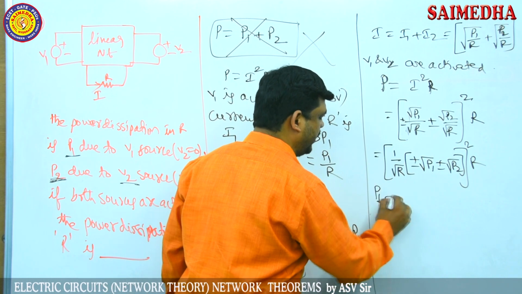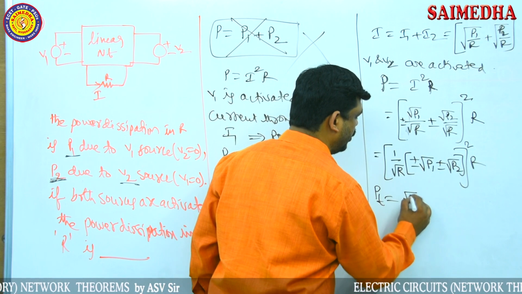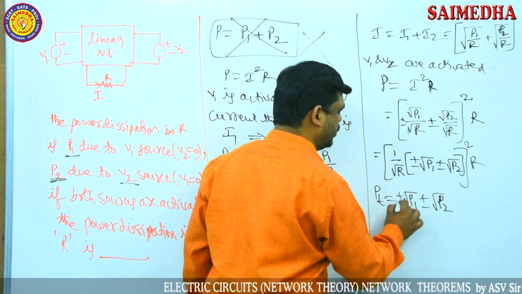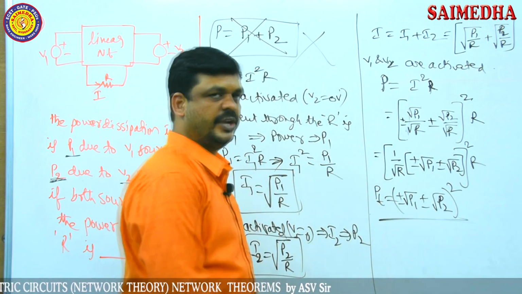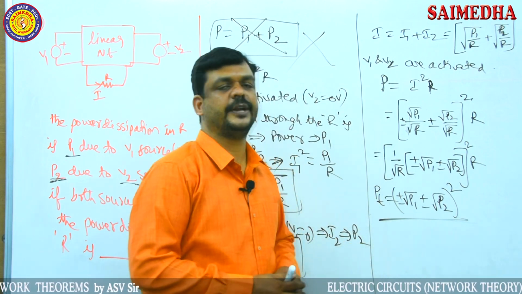Then the total power due to both the sources is equal to root P1 plus or minus root P2. Here also you have to write plus or minus, whole square. This is one standard equation. So this is one of the very important ones.